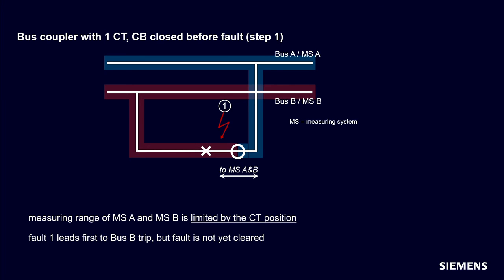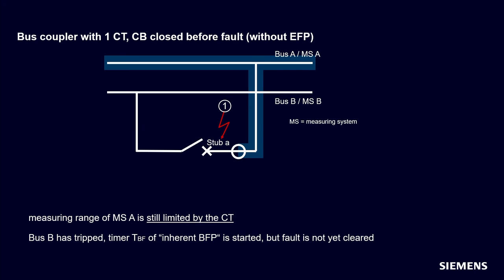On this slide, a picture of a coupler with only one CT. The CT is assigned to both measuring systems. The circuit breaker is closed and end fault protection is not active. A fault on position 1 between CT and CB looks like an internal fault for busbar B and like an external fault for busbar A. System B trips, but the fault is not cleared.